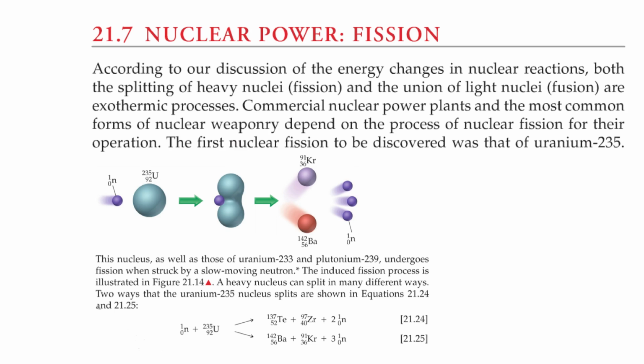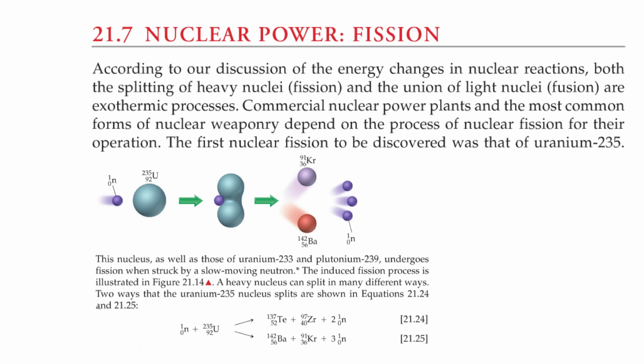Commercial nuclear power plants and the most common forms of nuclear weaponry depend on the process of nuclear fission for their operation. The first nuclear fission to be discovered was that of uranium-235. This nucleus, as well as those of uranium-233 and plutonium-239, undergoes fission when struck by a slow-moving neutron. The induced fission process is illustrated in Figure 21.14.